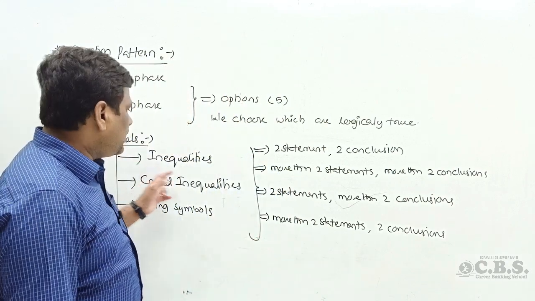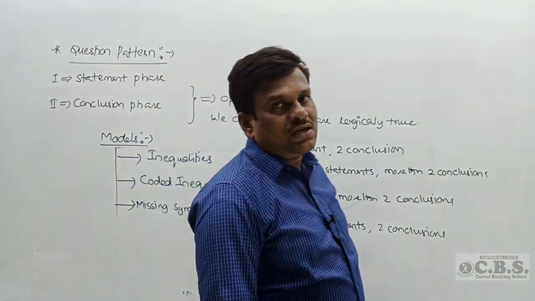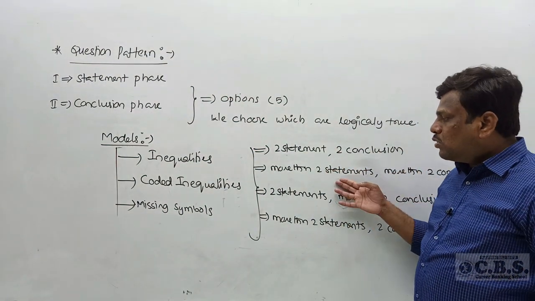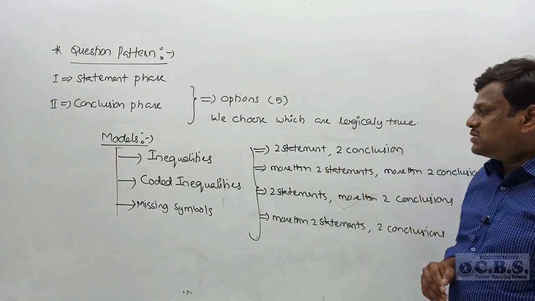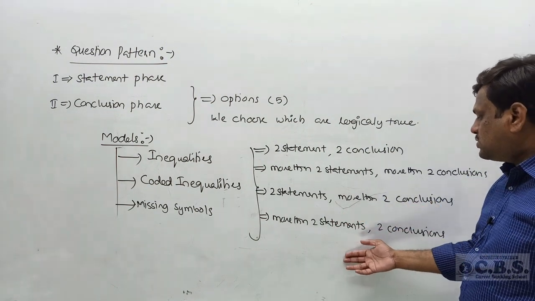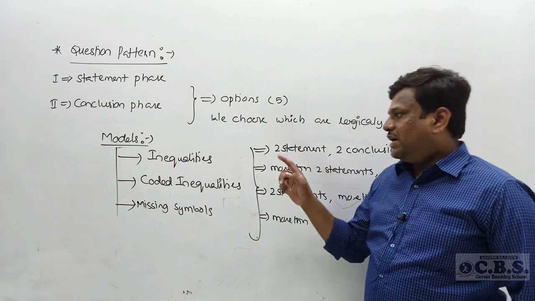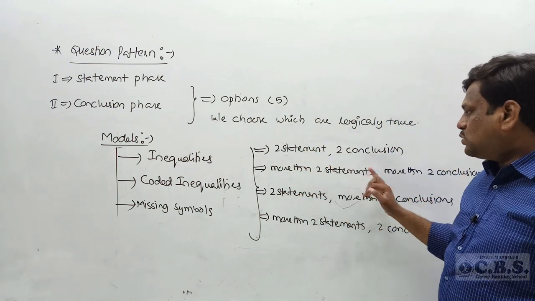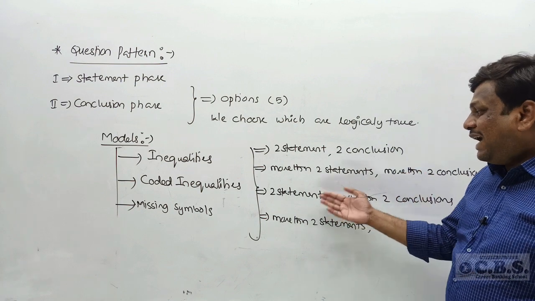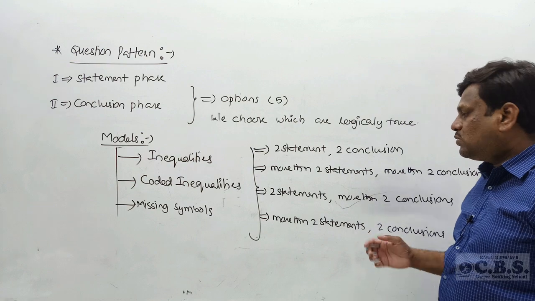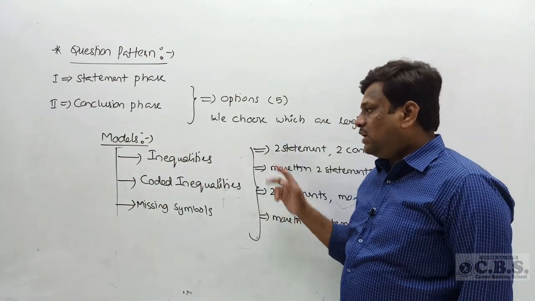It is direct inequalities. Direct inequalities are again of different models. Direct inequalities have 4 models: 2 statements and 2 conclusions, more than 2 statements and more than 2 conclusions, 2 statements and more than 2 conclusions, and more than 2 statements and only 2 conclusions. This is the direct inequalities model.